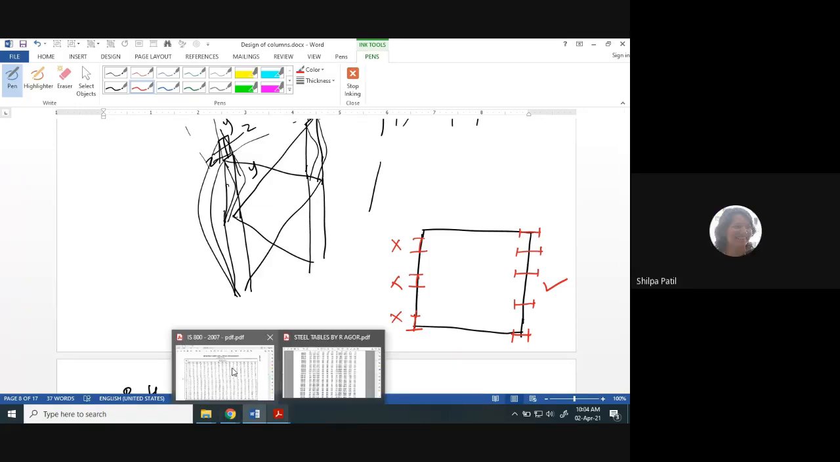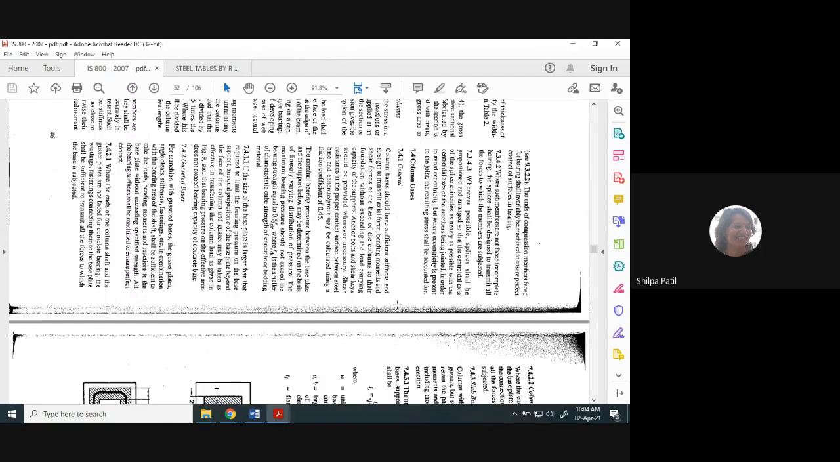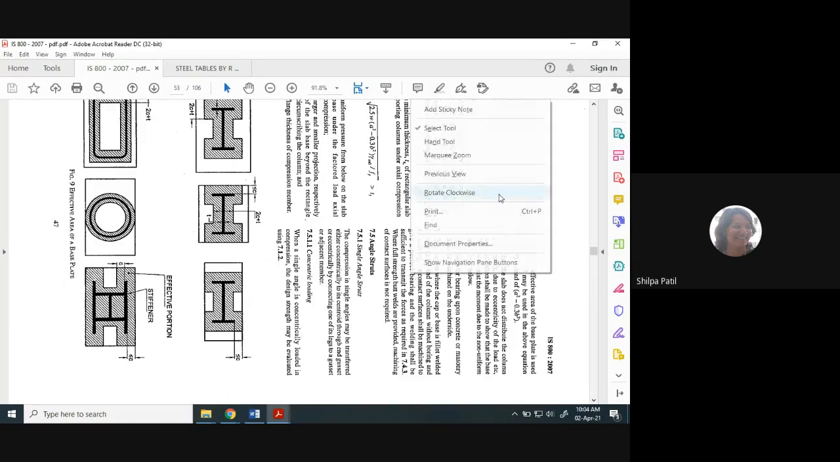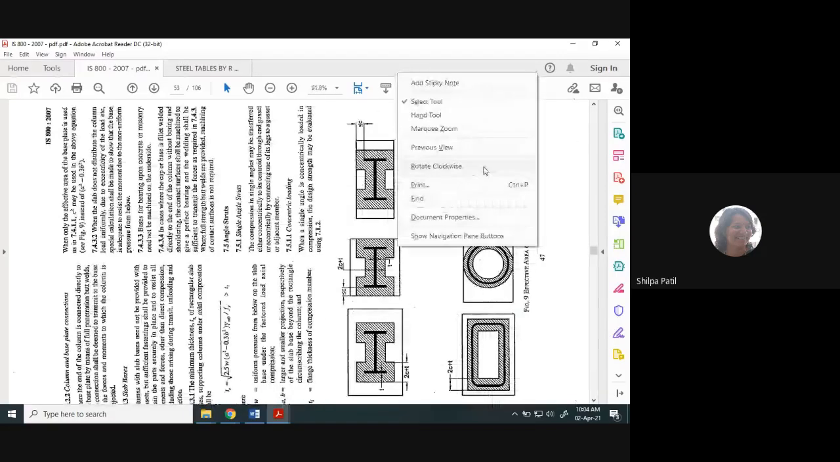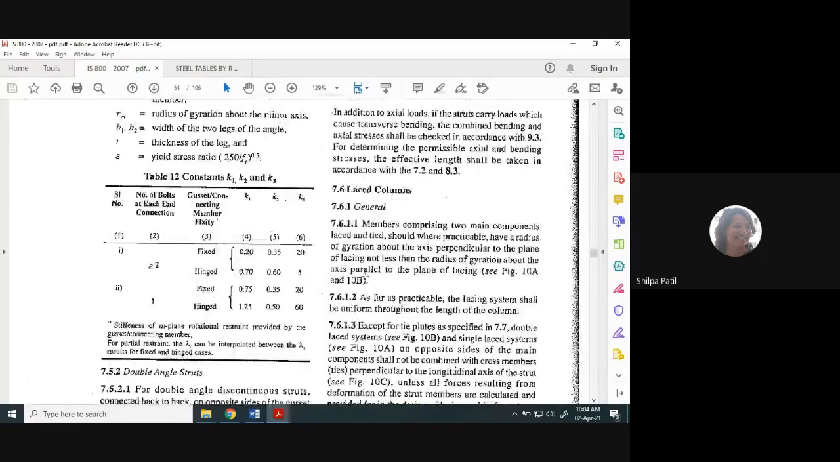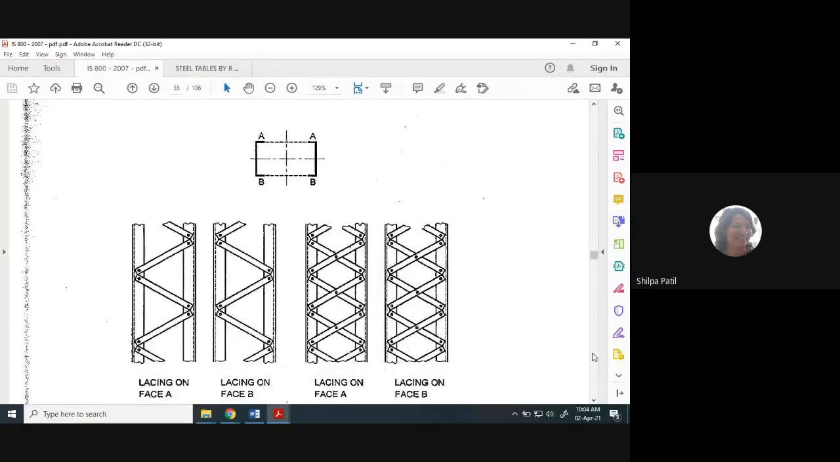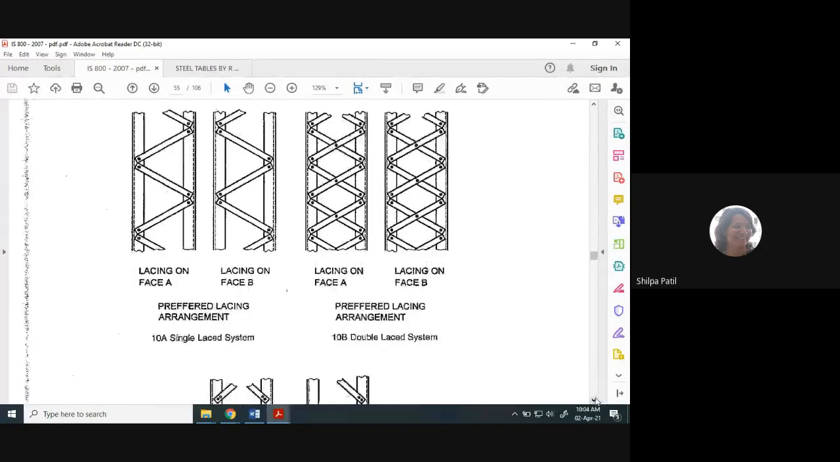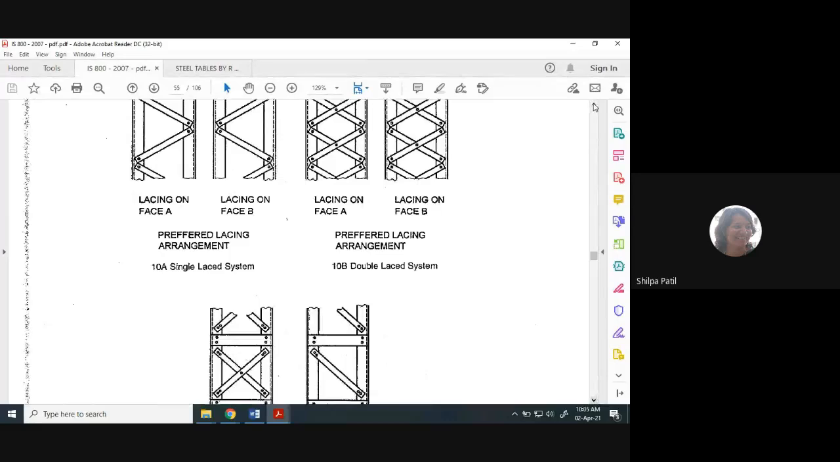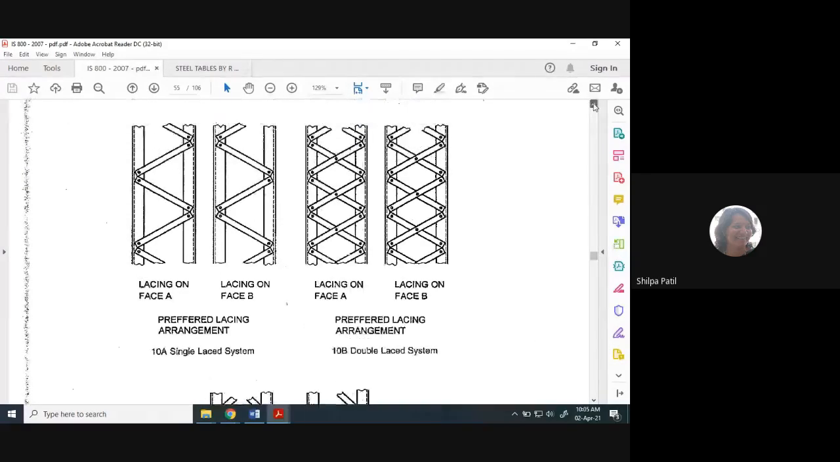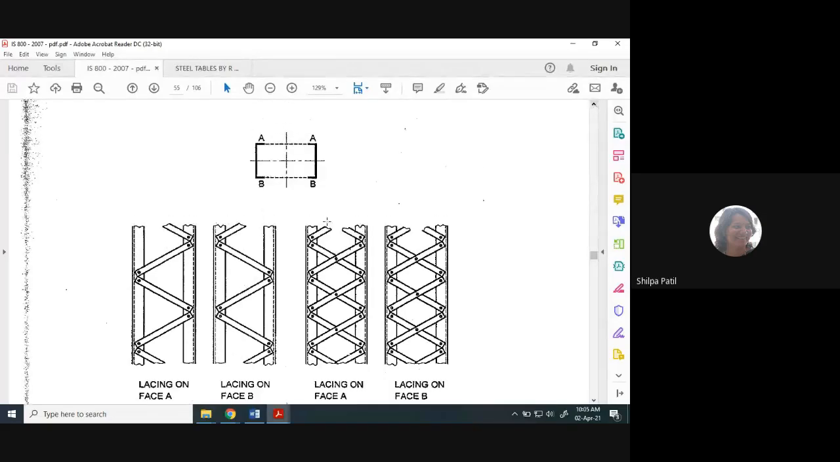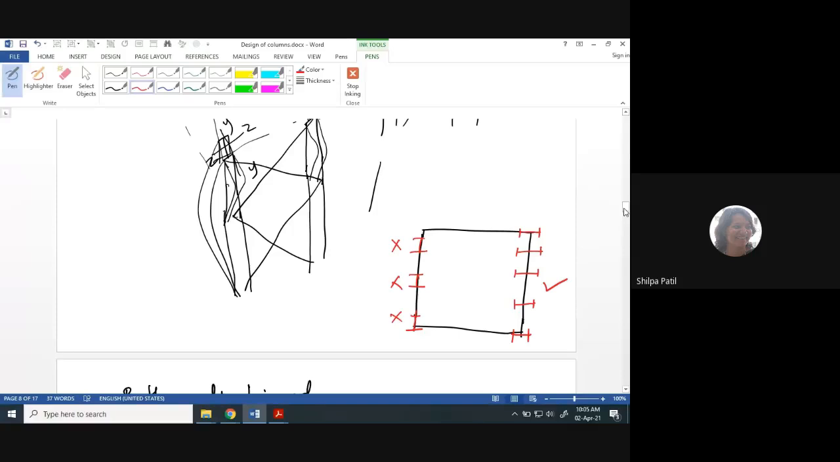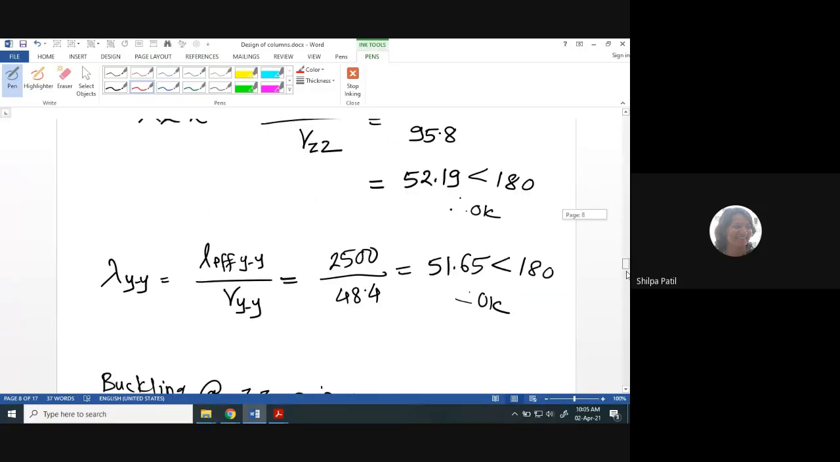I will directly go to the code now. I hope everybody is able to see the code copy. I have to rotate it again. So in this code, you can see these diagrams. These are the diagrams showing the built up columns. Now built up column means what? I will draw a simple diagram here to explain you the concept of built up column.